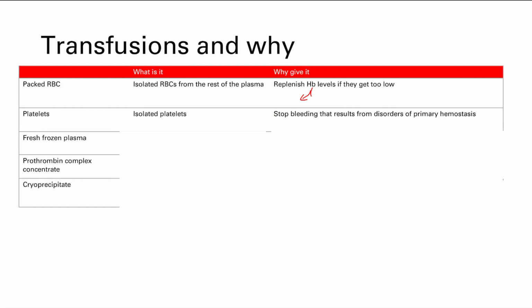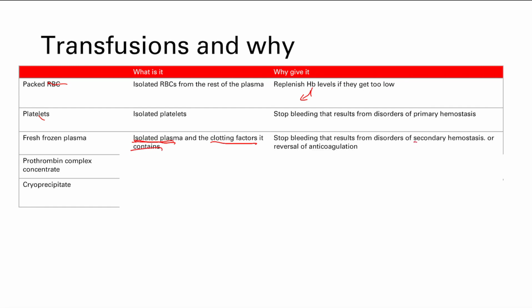Fresh frozen plasma. So it's basically just isolated plasma. You isolate the plasma, you take out the red blood cells, take out the platelets, you freeze it up, so you have fresh frozen plasma. So this plasma has all the clotting factors that were in the plasma, so all the clotting factors you need for secondary hemostasis. So why would you give it? Obviously, you give it to stop bleeding that results from disorders of secondary hemostasis, or you can also do it to reverse anticoagulation.